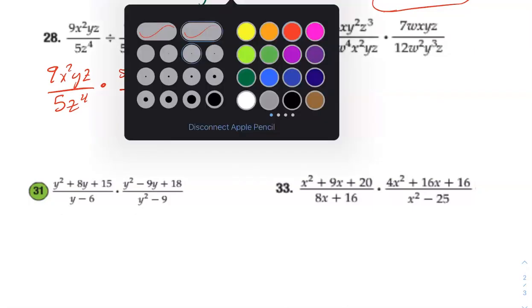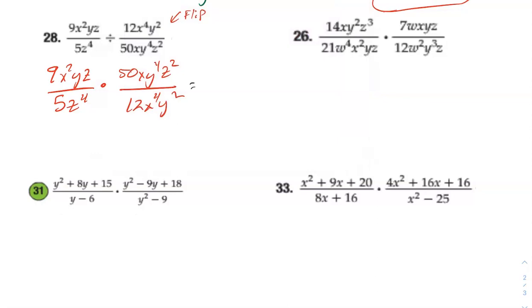We're gonna just do the same thing we've been doing. So I'm gonna do the variables first. I think the variables are slightly easier, just simplify across. X squared times x is x cubed. I have y to the 5th and z cubed. On the bottom, I have x to the 4th, y squared, z to the 4th. That was easy. And then the numbers.